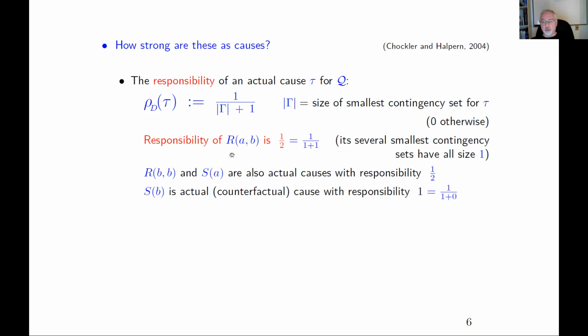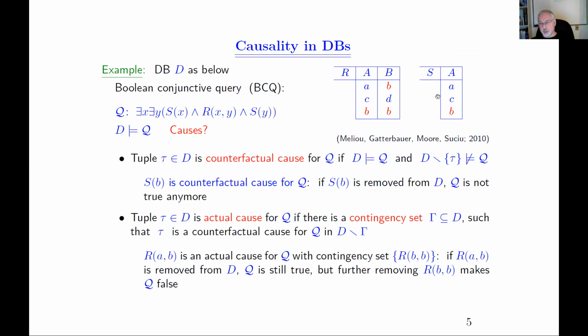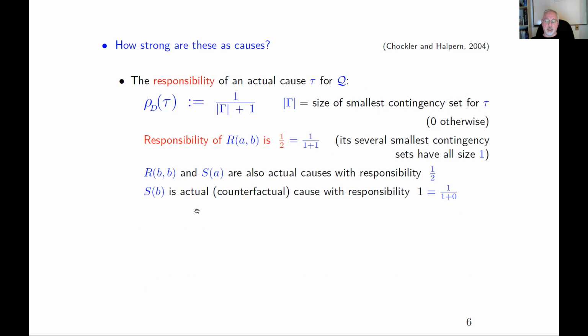So the responsibility of the tuple RAP is 1/2 because we needed an additional tuple in order to invalidate the query. That's why the size of this contingency set is 1. The same with RAB, RBB, and SA. They are also actual causes with responsibility 1/2. But the first tuple, the one that we consider here, SV, is a counterfactual cause, and the responsibility is 1, the maximum possible responsibility, because the contingency set will be empty in this case.